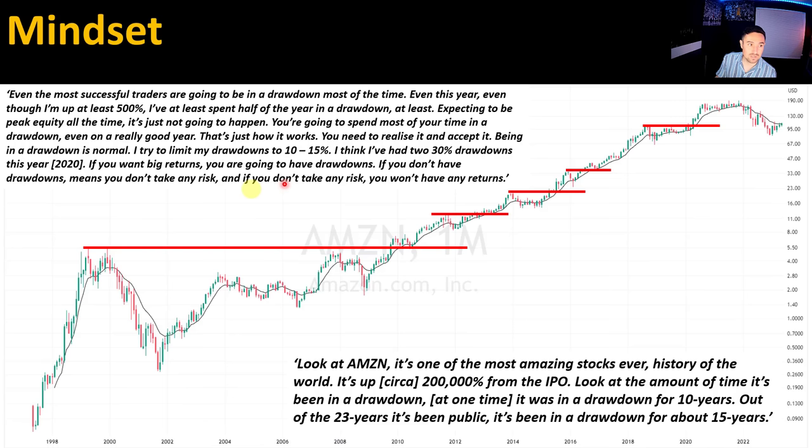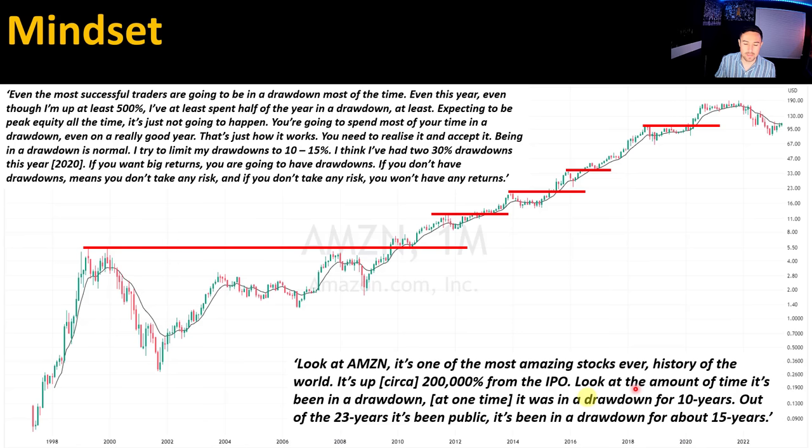Then he talks about Amazon here. Look at the monthly chart for Amazon. It's one of the most amazing stocks ever in the history of the world. It's up circa 200,000%. I actually think from the low here to the high here is like a 270,000% gain. Obviously, this is split adjusted and stuff like that as well.